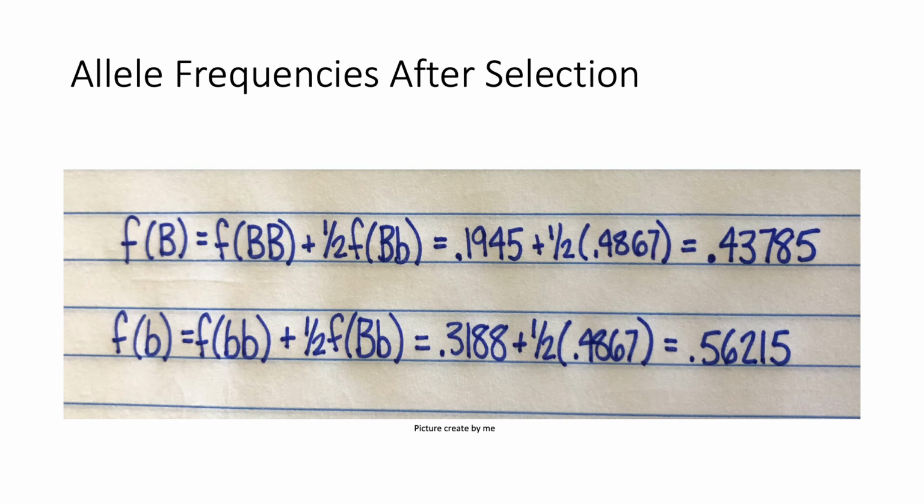We can now derive the allele frequencies after selection as well. You simply take whichever homozygous genotype frequency that has the desired allele and add that to half of the heterozygous genotype frequency to get the desired allelic frequency.